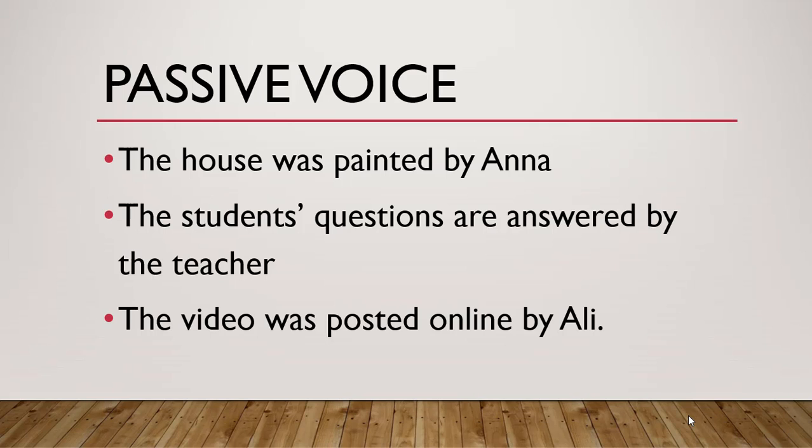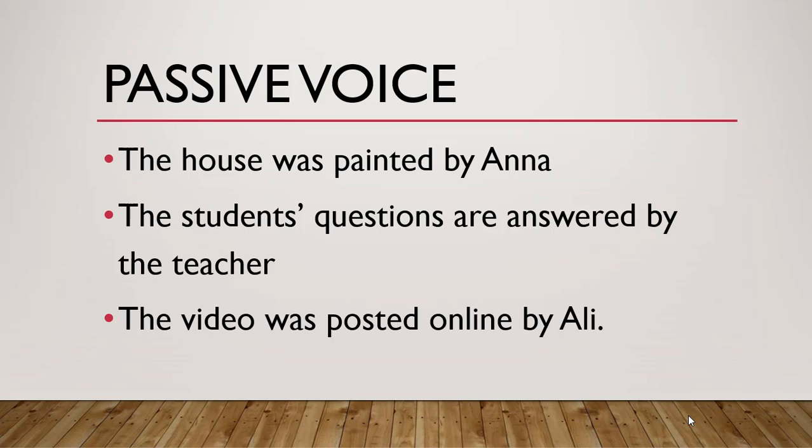For the first passive voice statement, we now have: The house was painted by Anna. Now you can see that the house, which used to be the object, has come in front of the verb. So the house, the object; painted, the verb; then Anna, the subject. You can see the order has been reversed. And so sentences like these are all passive voice.